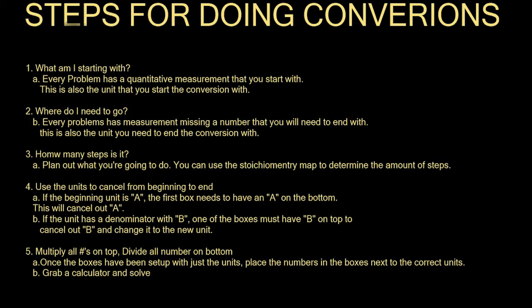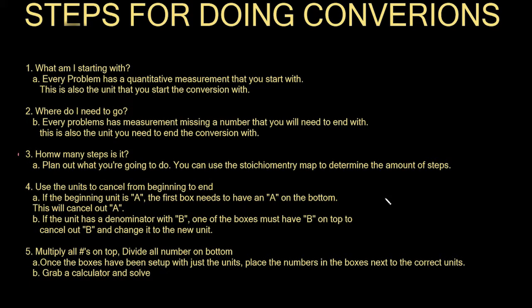If the beginning unit is A, the first box needs to have an A on the bottom, because it will cancel out the A. If the unit has a denominator with B, one of the boxes will have a B on top to cancel out B and change it to a new unit. The fifth step is to multiply all the numbers on top, divide all the numbers on the bottom. Once the boxes have been set up with just the units, put the numbers in the boxes next to the correct units. Grab a calculator and solve.